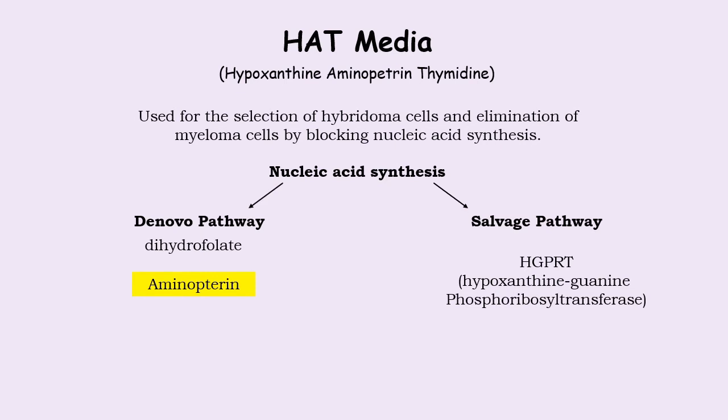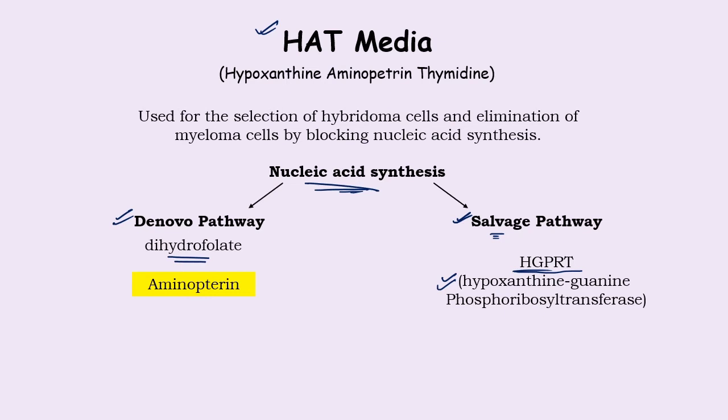Okay. So here there are two types of nucleic acid synthesis pathway. One is de novo and the other is salvage. Now one of the major components of the de novo pathway is dihydrofolate reductase and one of the major components of the salvage pathway is HGPRT, hypoxanthine guanine phosphoribosyl transferase. Okay, you will further know why these things are important, why we are mentioning only these two components of these two pathways. Okay, now the property of HAT media is that it promotes one of the nucleic acid synthesis pathways and it blocks the other one.